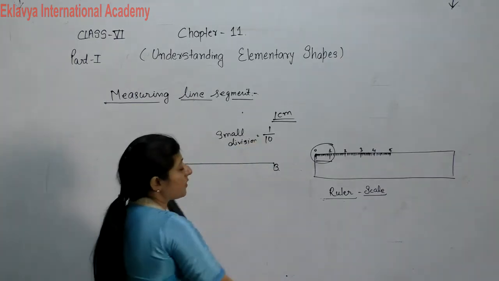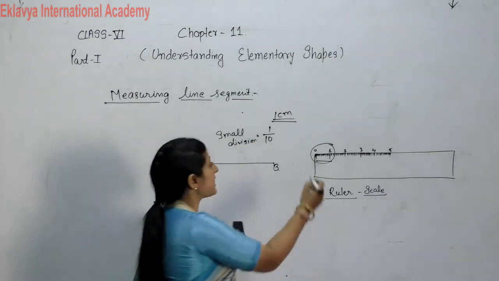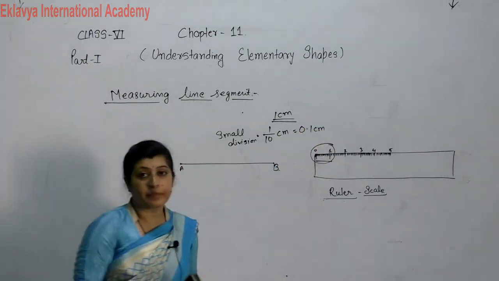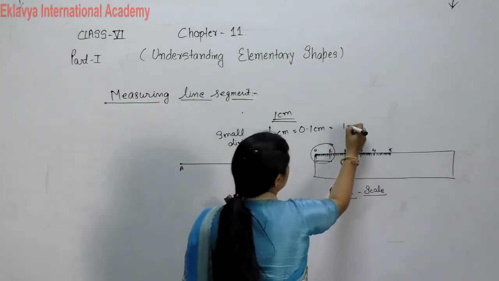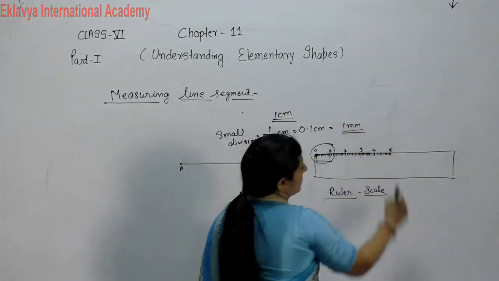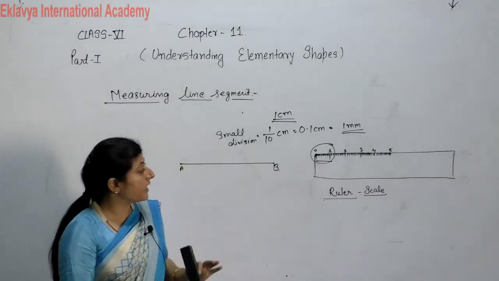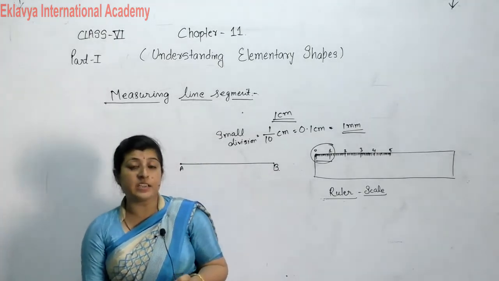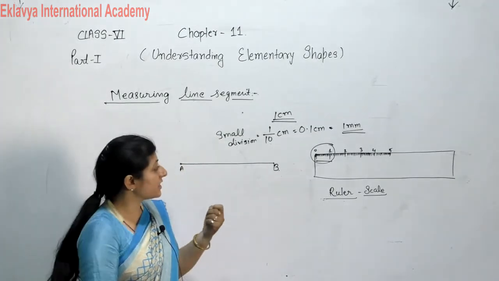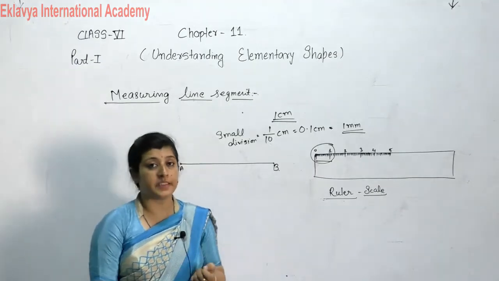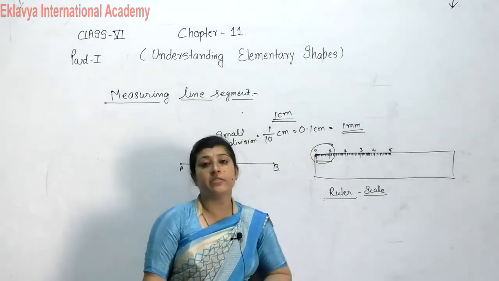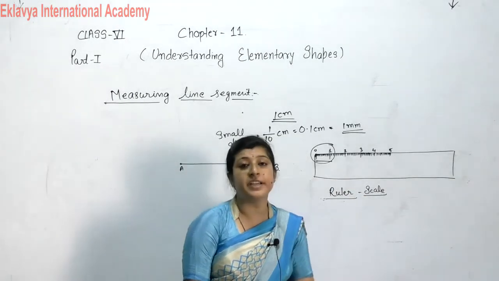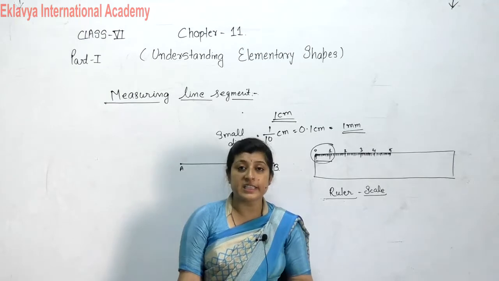Small division value is 1 by 10 centimeter. It means that is 0.1 centimeter, and 0.1 centimeter means 1 millimeter. It means each big division shows the centimeters and each small division shows the millimeter, that is 0.1 centimeter. So from the scale or using the ruler we can find out the exact value of our line segment.